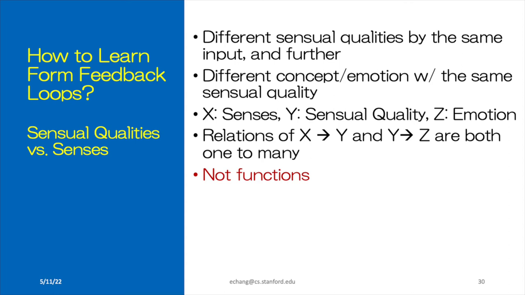So therefore, we encounter this interesting problem: from senses to sensual quality is not a function, and from sensual quality to emotion is not a function either. But in our CNN or machine learning algorithms, we typically implement everything as a function. So the interesting challenge to us is how can we model one-to-many when we consider contextual information and memory, and this we call subjectivity.